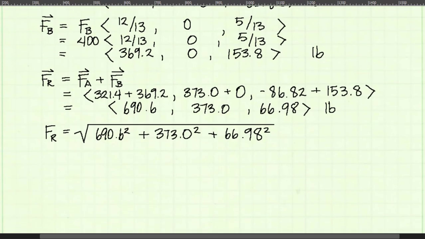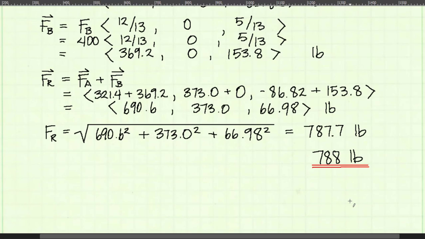I use the Pythagorean theorem to find the magnitude of the resultant force. It is 787.7 pounds, or 788 pounds to 3 significant digits. And that is our first answer.